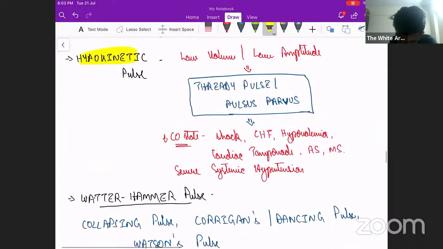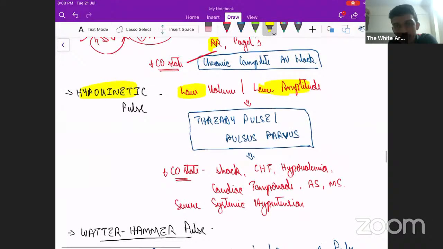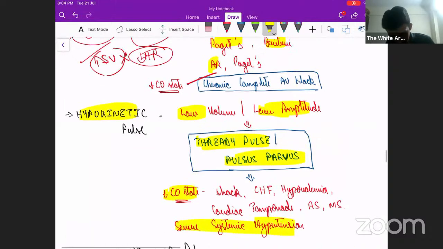So in this, you expect a low volume pulse or low amplitude pulse because stroke volume is less. So what is the pulse you feel? You will feel a thready pulse. The character of the pulse, the volume of the pulse, when you palpate, you call it a thready pulse or pulsus parvus. This is seen in low cardiac output states, or it can also be seen in severe systemic hypertension.